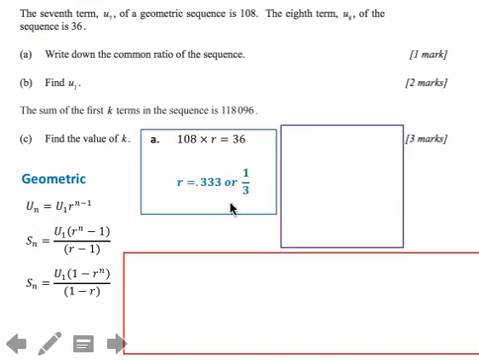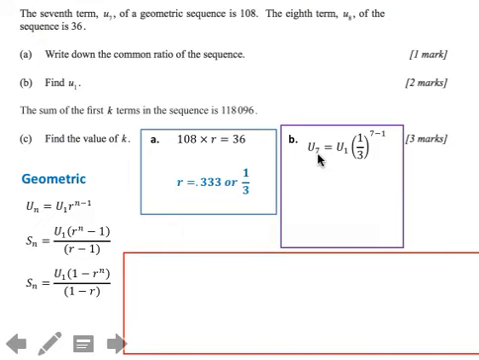Now that we've found our R, the next question says find U subscript 1, our first term. The easiest formula to find the first term is going to be this first one right here: U subscript n equals U subscript 1 times R to the n minus 1. Now, we know some terms in our sequence. We know the seventh term and we know the eighth term. So we can use either of these values to solve for our first term. I'm going to use the first one they gave us, our seventh term, and substitute it in the formula. So I know that U subscript 7 is equal to U subscript 1 times 1/3, our common ratio, raised to the 7 minus 1 power, because we're going to the seventh term in this case.